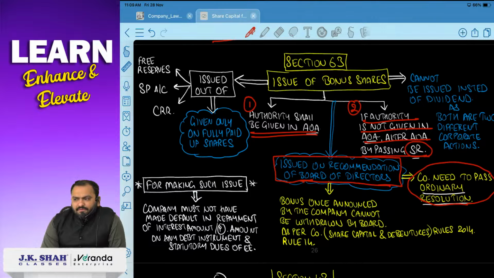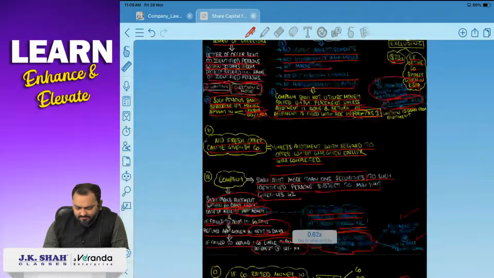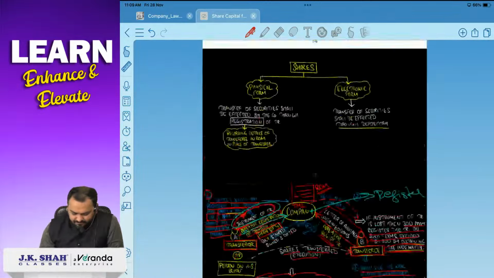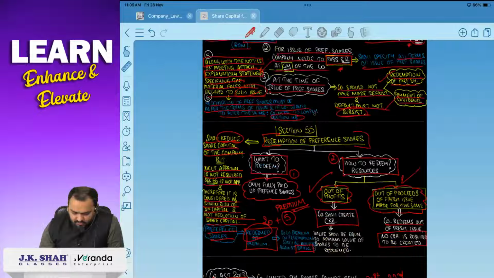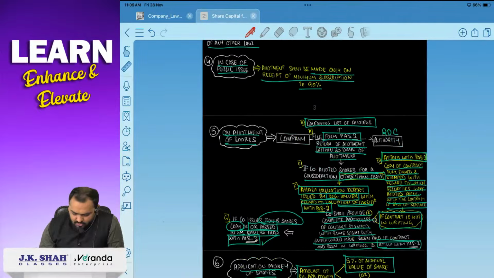Do you remember something? PAS-3, general principles of allotment. In that, there was one point in general principles of allotment in my notes that if company is issuing bonus shares, when you file PAS-3 with ROC, you need to attach a copy of OR. Do you remember that? You don't remember that? See this. In general principles of allotment, notes are so colorful, right?